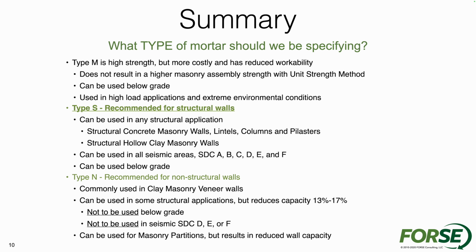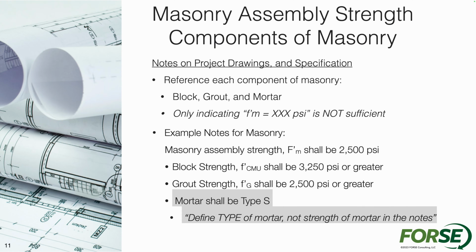Type N is going to be something that I would recommend for a non-structural wall, like a clay masonry veneer or other partition walls. But important elements to note is you're not to use type N mortar below grade, and you're not to use it in seismic design categories D, E, and F. So again, we would recommend type S for the most typical common mortar to use within a masonry system.